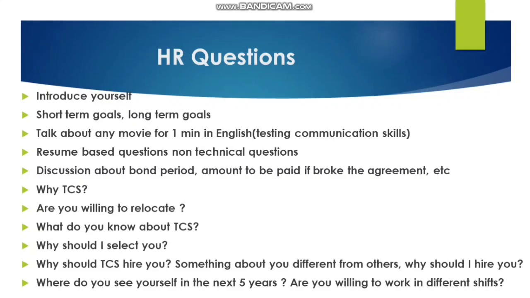Don't try to guess the answers with half knowledge. Only if you are thorough, only if you are 100% sure, then try to answer. Don't give short answers or 1 2 word answers. Try to elaborate the answer in detail, so that they can test your communication skill also. If you communicate well, definitely they will hire you. Try to have basic information about TCS, like who is the CEO of TCS, TCS products and services, etc. So these are some important tips. If you keep them in your mind, you can easily crack this interview.